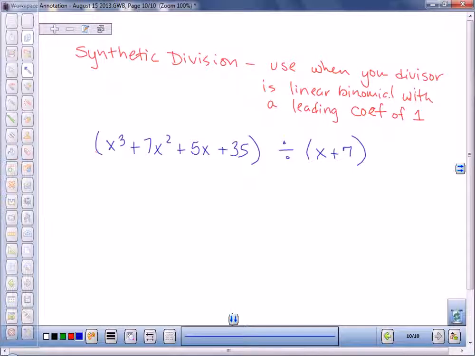Okay, so this is very nice. The first step is we look at our divisor and we always do the opposite. What could I plug in here for x that would make this 0? So what would that be? Negative 7. And then we place that number over here, like that. I call it on the table.